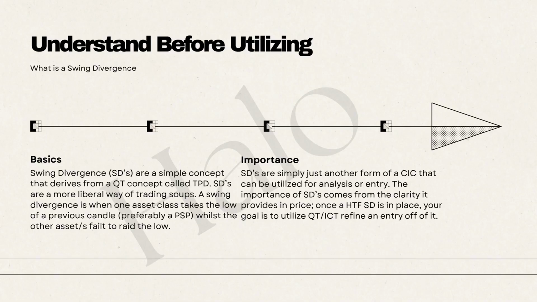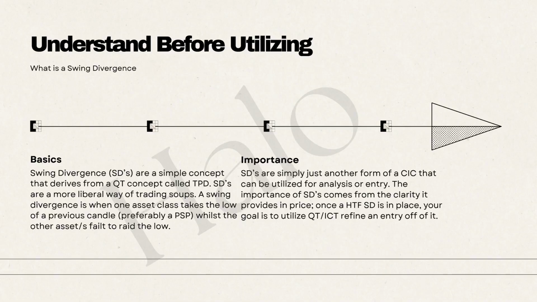Swing divergences are a more liberal way of trading soups. That is the most basic, most broken down way I can explain what a swing divergence is. You're basically just timing a soup. If you want to wait for more confirmation, like a swing or a CISD or an imbalance to form, you can absolutely do so. They both help. You don't have to wait for it to form. You can also just soup the high. But again, souping the high comes with its own risk.